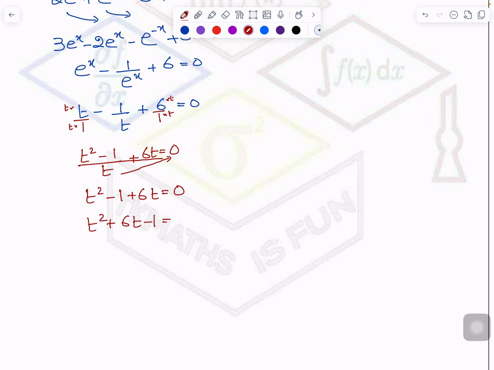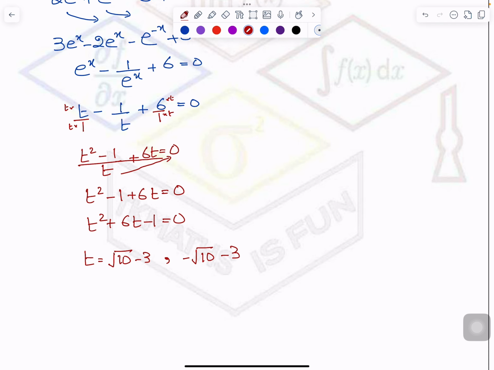This is basically a quadratic equation which cannot be factorized. So now you need to take the calculator to get the value. Okay, so I got here t equals root 10 minus 3, and I got minus root 10 minus 3.